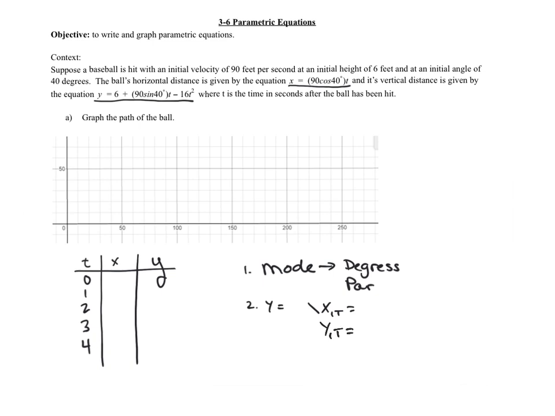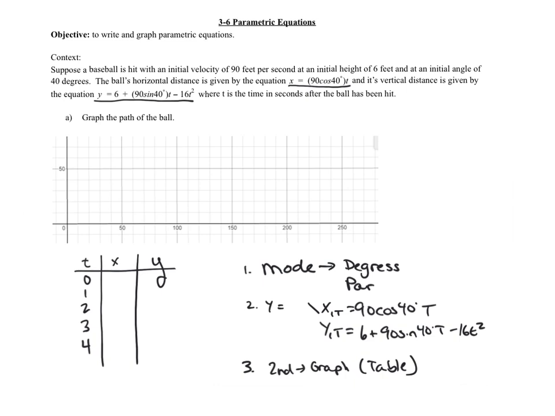And we'll write the two expressions into the calculator. So we would put 90 cosine of 40 degrees. Make sure you close that parenthesis, t, which is the same button as the x button. And then 6 plus 90 sine 40 degrees t minus 16 t squared. Then we can hit second graph, which is really the table, and read the values directly from the table.